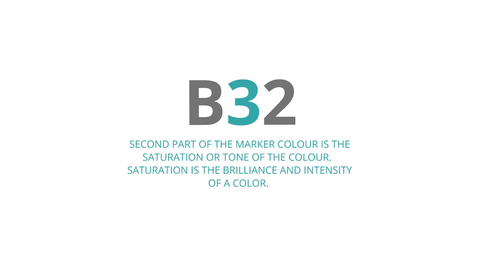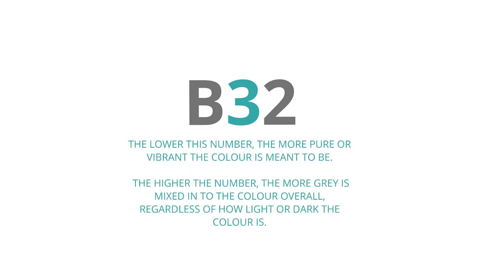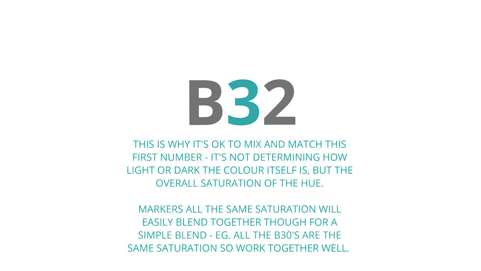The first number refers to the saturation or even the tone of the color. The saturation is how bright the color is. So the closer down to 0 it is, the brighter and more pure that color is meant to be. The closer to the 9 it is, the more gray there is in your saturation. So it's usually a darker, more gray-based blend. This first number is less important when we make blends.